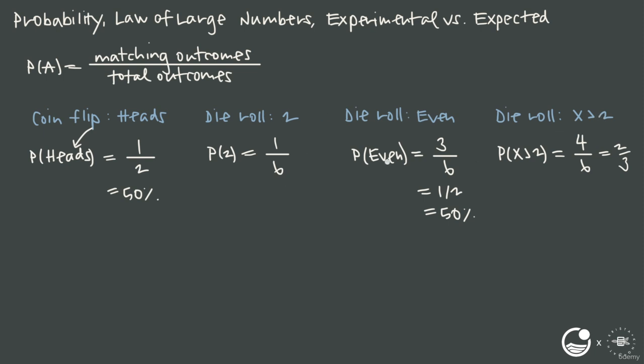Okay, so we understand this general idea that the probability of event A, the probability of flipping heads, rolling a 2, rolling an even number, or rolling a number greater than 2, is just the likelihood that any of these events happens given the scenario that we're setting up. So just think about probability as the likelihood of that event occurring.